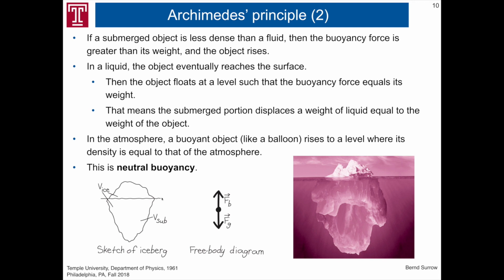If a submerged object, for example, is less dense than a fluid, then the buoyancy force is greater than its weight and the object rises. In a liquid, the object eventually reaches the surface. Then the object floats at a level such that the buoyancy force equals its weight. That means the submerged portion displaces a weight of liquid equal to the weight of the object. In the atmosphere, so now if we're talking about a fluid, namely a gas, a buoyant object rises to a level where its density is equal to that of the atmosphere.